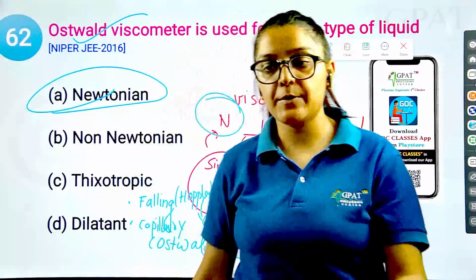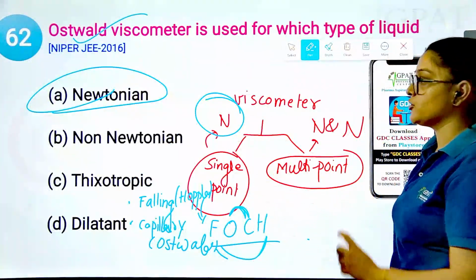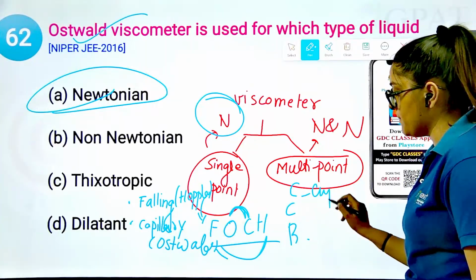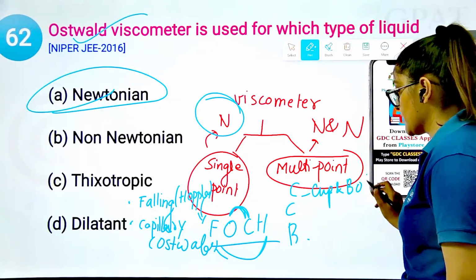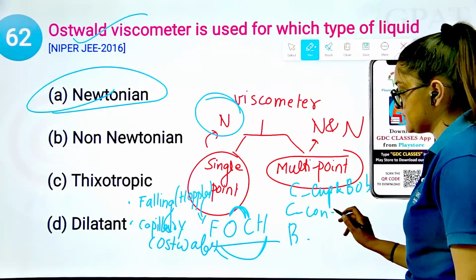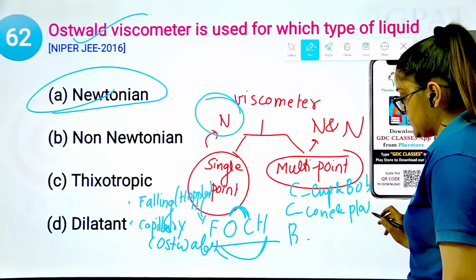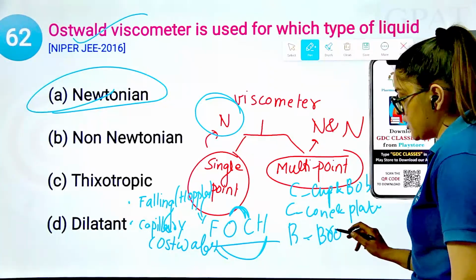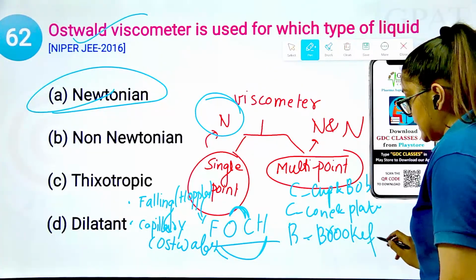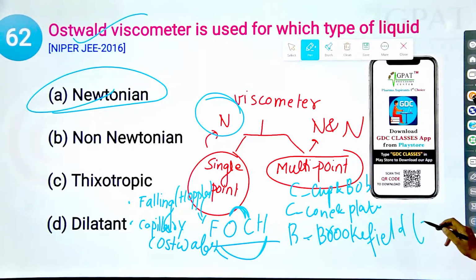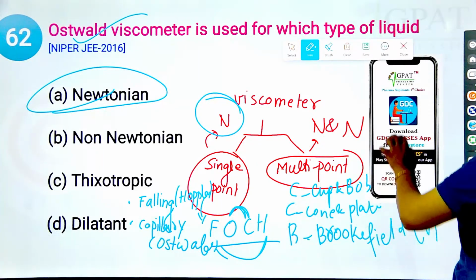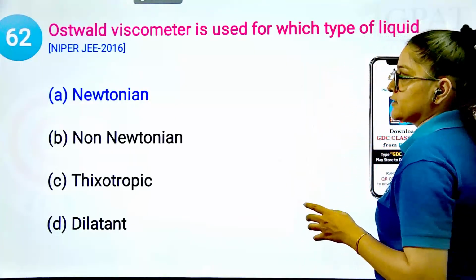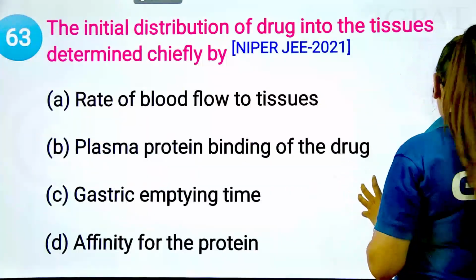If it would be a multi-point, it is for both Newtonian and non-Newtonian, and you can remember it as CCB: cup and bob, cone and plate, and rotational with torque we have Brookfield. This Brookfield has a T-shaped spindle. Note down, it has a T-shaped spindle. So we have these as single point and multi-point viscometers for the determination of Newtonian and non-Newtonian flow.